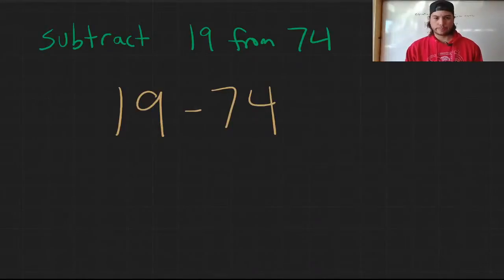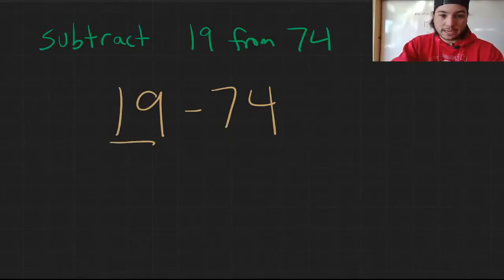What did we just do? Read your sentence again. It says subtract 19 from 74. And in this case, we're actually subtracting 74 from 19, right? In my incorrect example, I've taken 19 and I'm trying to take 74 away from it, okay?